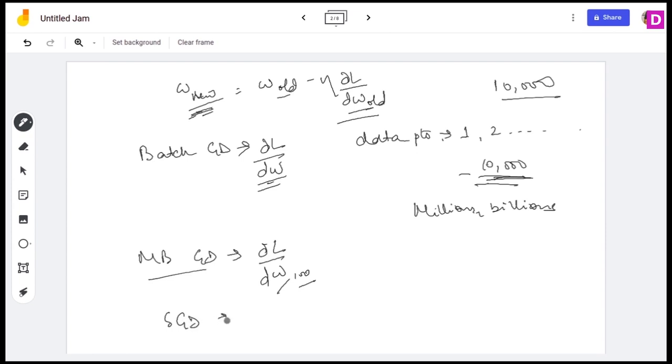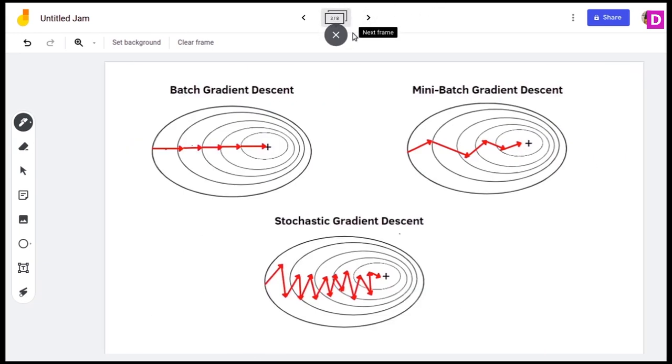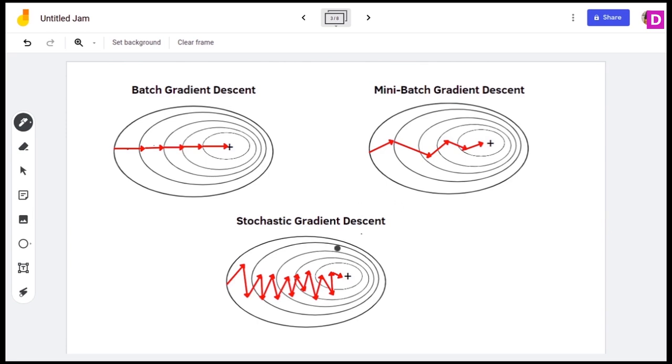Then we have stochastic gradient descent. Here it randomly selects one data point and updates the weight based on that. So the differentiation is calculated for one data point and the weights are changed based on the differentiation of that one data point.